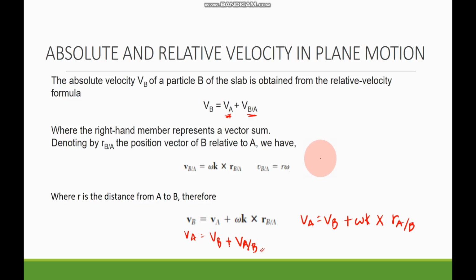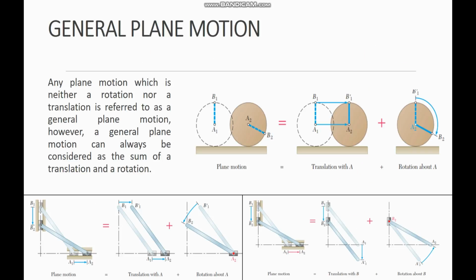Take note that the relative velocities of B with respect to A and A with respect to B have the same magnitude but opposite sense. So they have the same magnitude, but opposite sense or different direction. So next is the general plane motion. Any plane motion which is neither a rotation nor a translation is referred to as a general plane motion. However, a general plane motion can always be considered as the sum of a translation and a rotation. So take note of this.